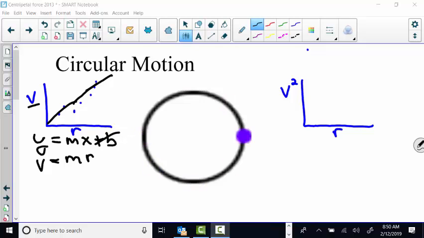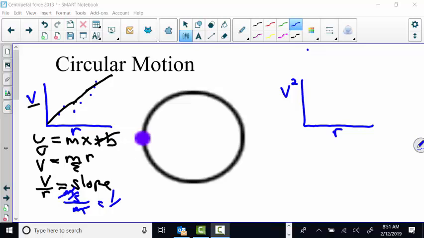What you really need to look at here are the units of the slope. If I solve this, the slope comes out to be the velocity divided by the radius. Considering units, velocity is meters per second and radius is meters, so the meters cancel out and we get 1 over a second. For right now, that's not a very useful unit.